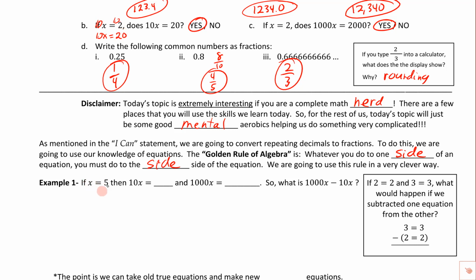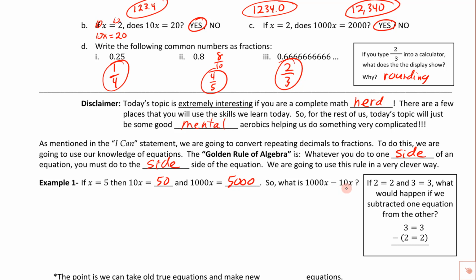We're going to take an equation like this right here. We're going to take x equals 5. And then the question here is, what does 10x equal? Well, again, if you wanted to plug in a 5 right here, 10 times 5 would be 50. If we wanted to multiply this side by 10 and multiply this side by 10, we'd get 10x on this side and we'd get 50 on this side. Well, by the same reasoning, if I multiply this side by 1,000, I've got to multiply this side by 1,000 to get this next one. So this is going to be 5,000 right here. And then it says, what is 1,000x minus 10x?